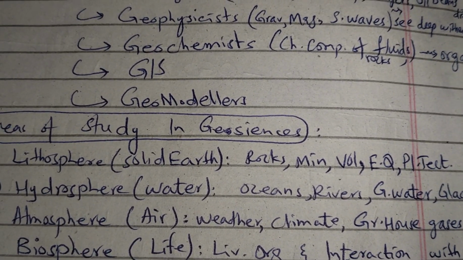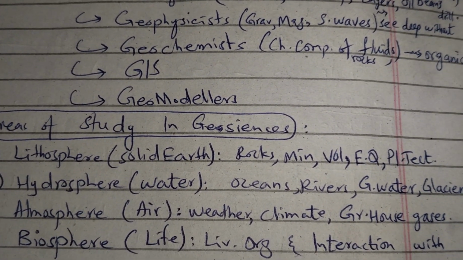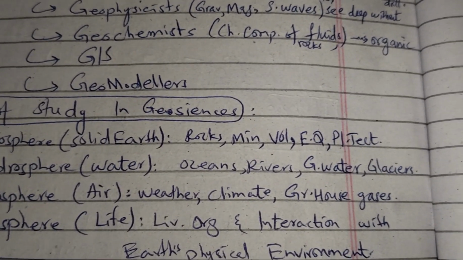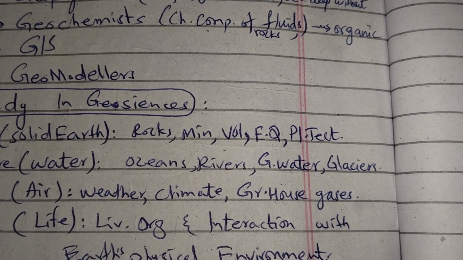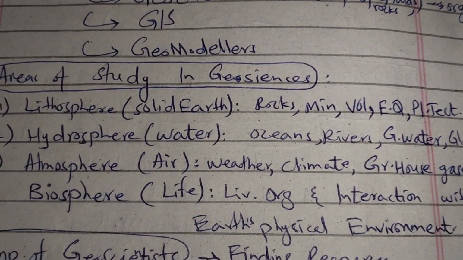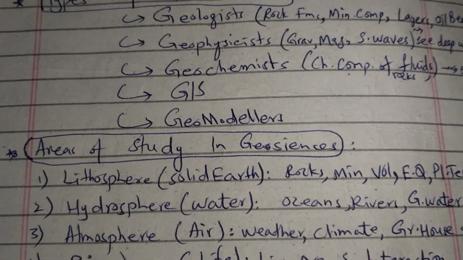Hydrosphere means the water sphere, the water-bearing layer, in which there are oceans, rivers, groundwater, water table, water column, aquifer, aquitard, glaciers, hot springs, etc.